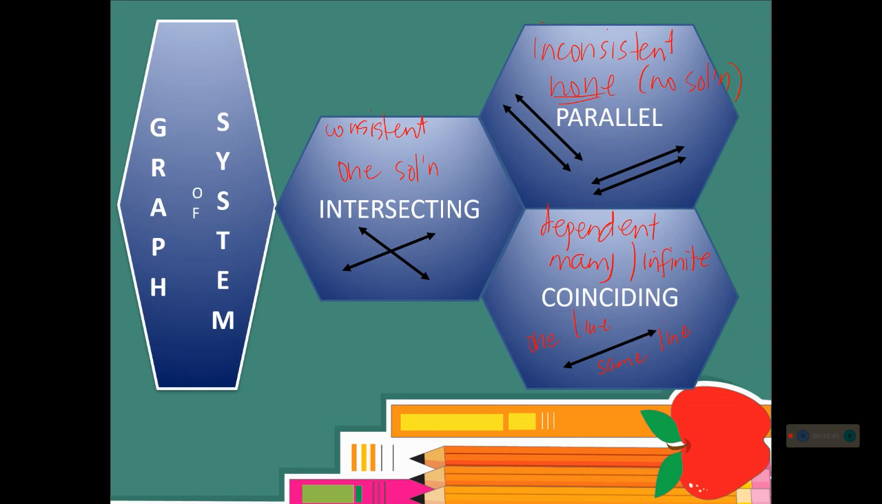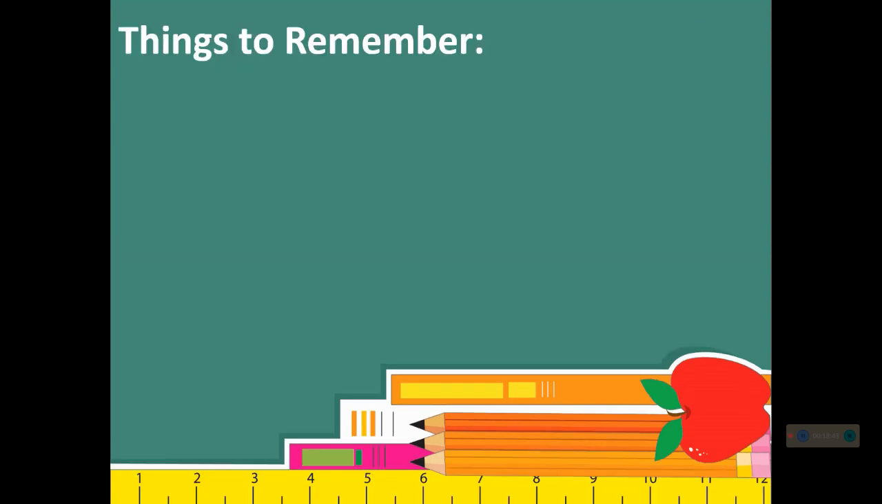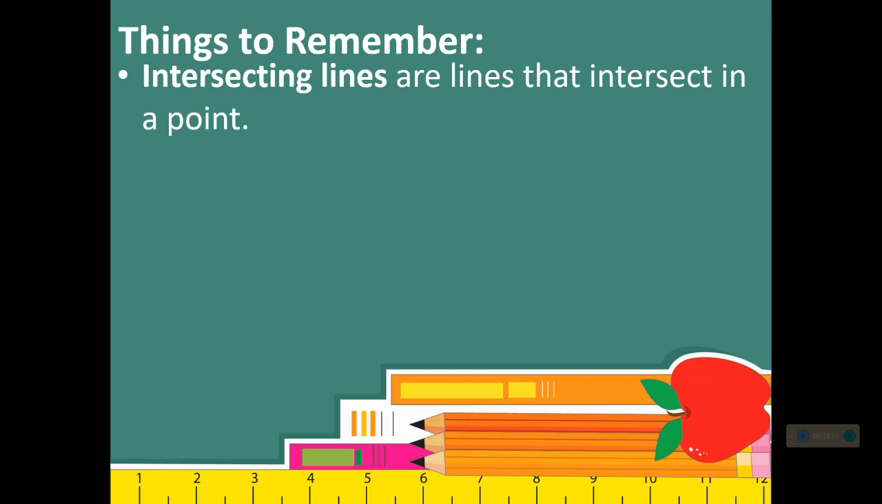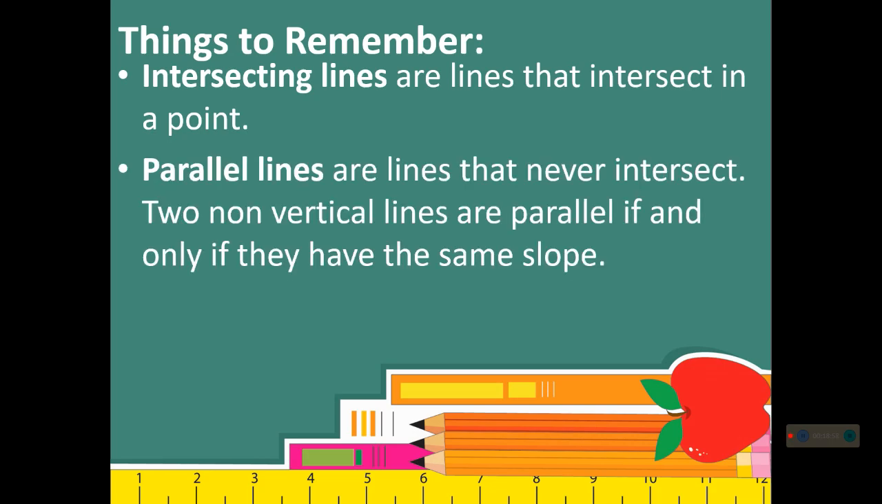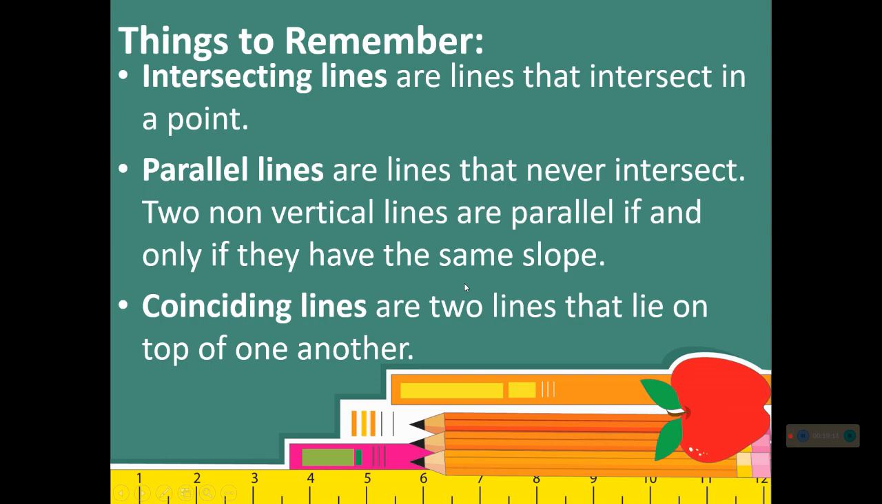Is there any question? Okay, so I have here the things to remember again. The intersecting lines are lines that intersect in a point, or in exactly one point. When we say parallel lines, these are lines that never intersect. Two non-vertical lines are parallel if and only if they have the same slope, just like in the second example. And coinciding lines are two lines that lie on top of one another. Okay, so they will overlap.